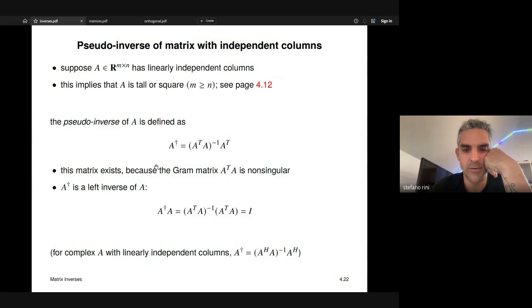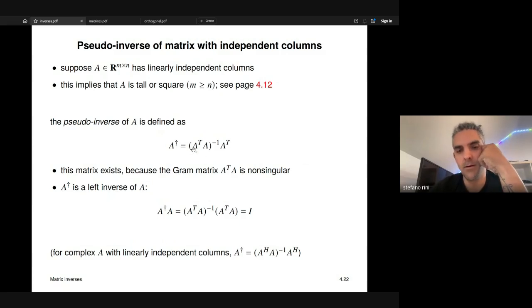So the dimensions have to be flipped, and we have to check that this really happens. Before we move forward with the properties, we can see what happens in the formula. So this is A dagger, and we do this. First, we take A transpose A. A transpose A is necessarily a square matrix, so that one is good. Then we take the inverse.